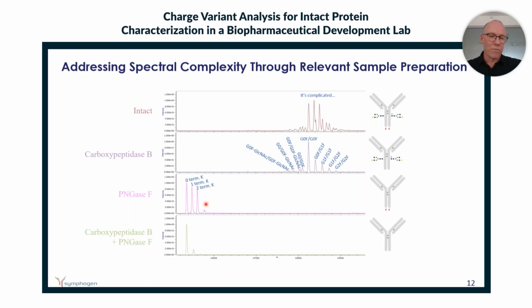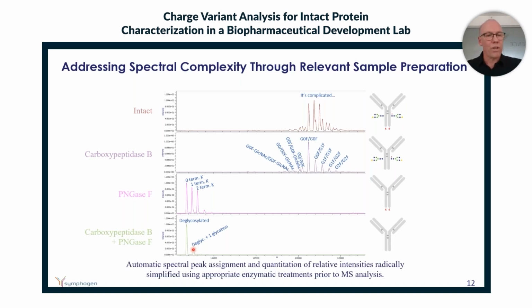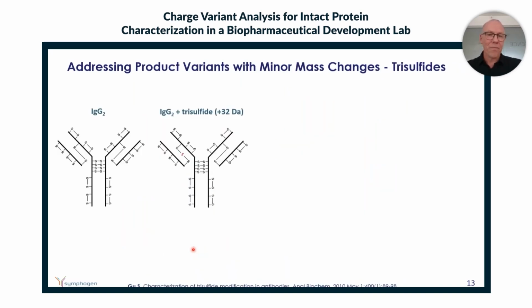And finally, you can treat with both enzymes, and then you end up getting the deglycosylated mass and also the glycated. So that's the chemical addition of sugar in your culture medium to primary amines. We usually see somewhere between 10 and 20%. So this is to illustrate how different sample workflows are used to address product complexities when you want to look at the intact or near intact level.